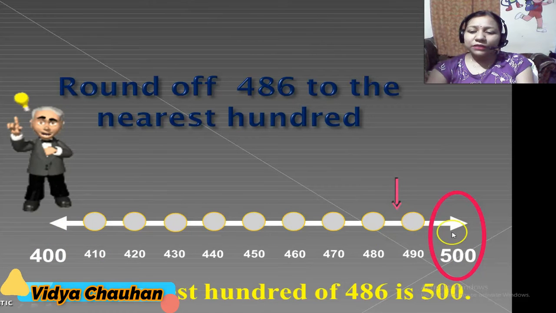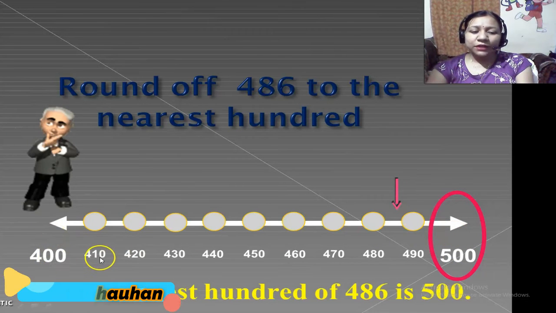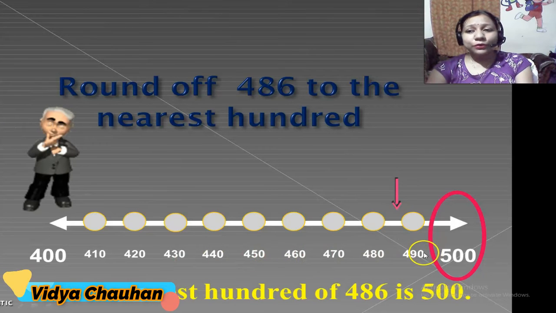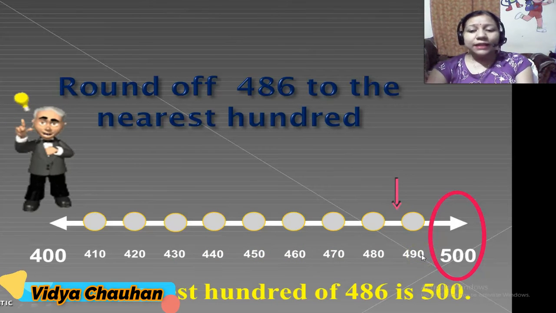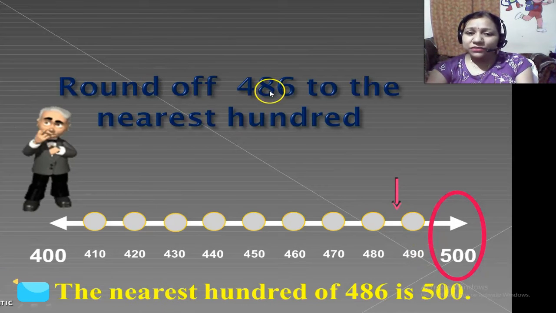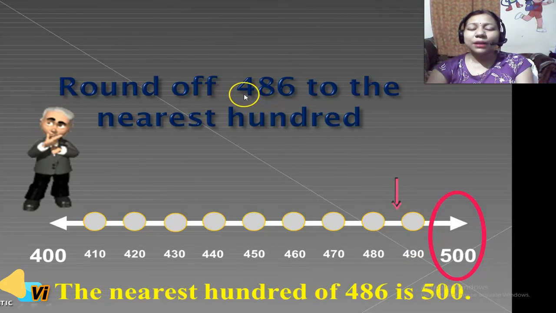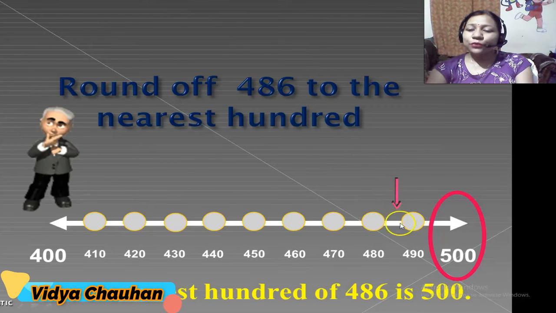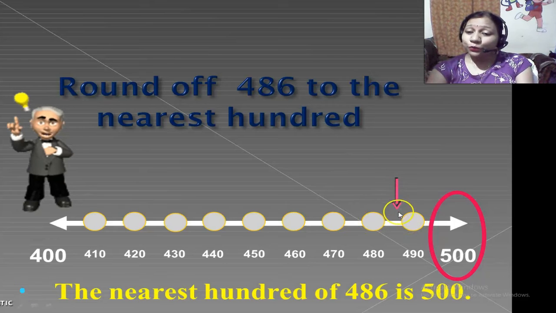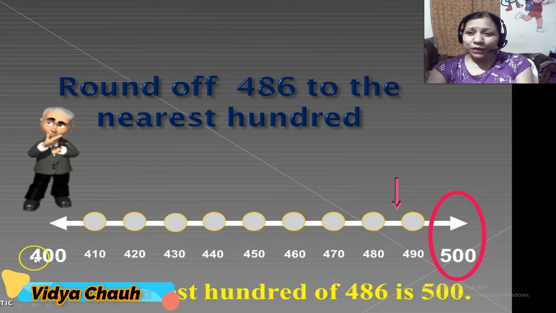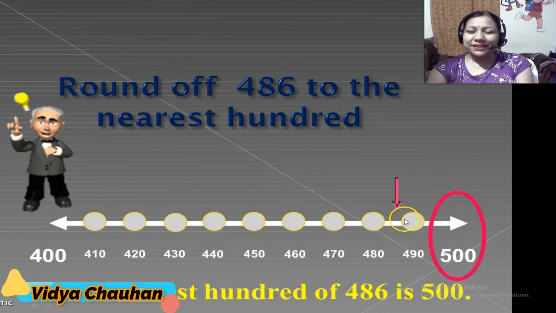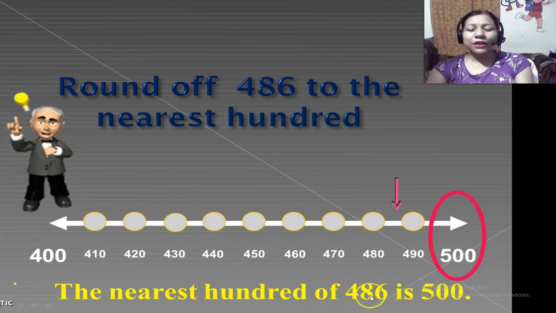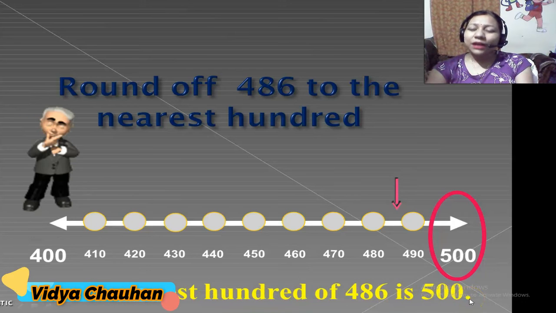After that, we will do the division of 10 here. So, it is 400, 410, 420, 430, 440, 450 followed till 490. Okay, students. Then, after making the division, the next step is to check where our number 486 is lying. So, our number 486 will lie between 480 and 490. And to which value is it nearer? Is it nearer to 400 or 500? Yes, it is nearer to 500. So, that's why the nearest 100 of 486 is 500.